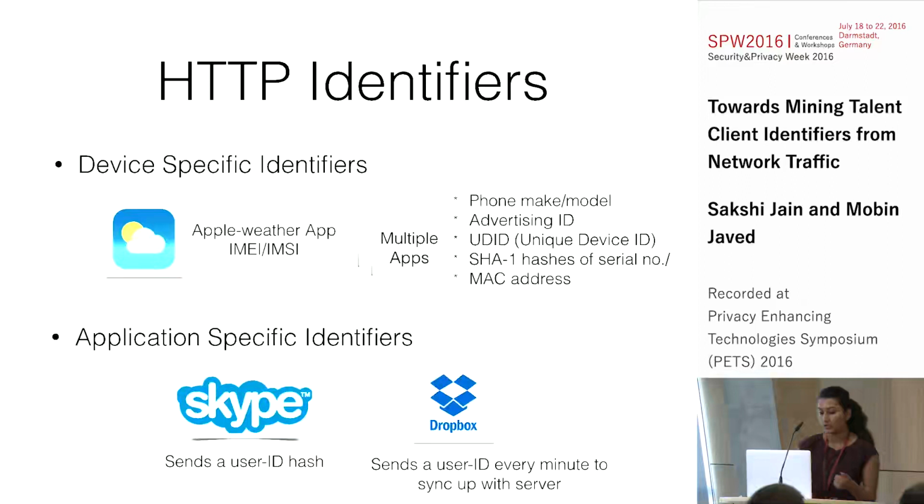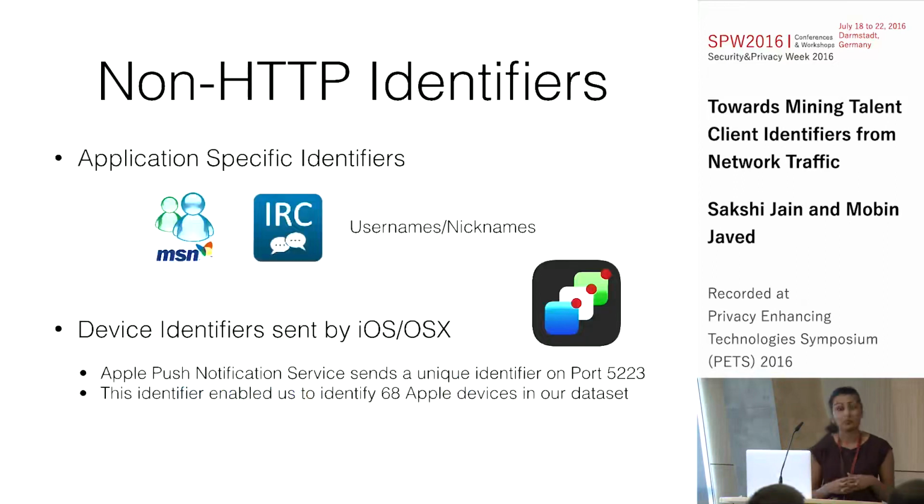without even requiring any user action. Okay, we also found non-HTTP identifiers. I'm just going to highlight 2 here. The first one is your instant messenger apps. They send out nicknames in the clear in ping messages. So MSN, IRC, we found those to be sending out information. Secondly, we also found device identifiers being sent out by Apple's push notification service. The details are in the paper, but what I want to highlight here is that this is a unique device identifier that the Apple push notification service constantly sends around to Apple servers around the world. Using this identifier, we were able to identify 68 different Apple devices in the data set that we had.